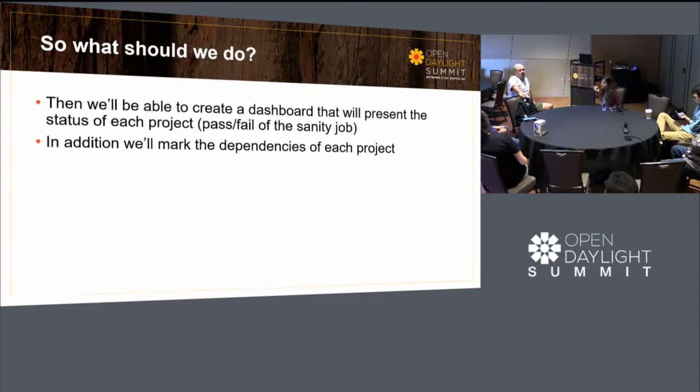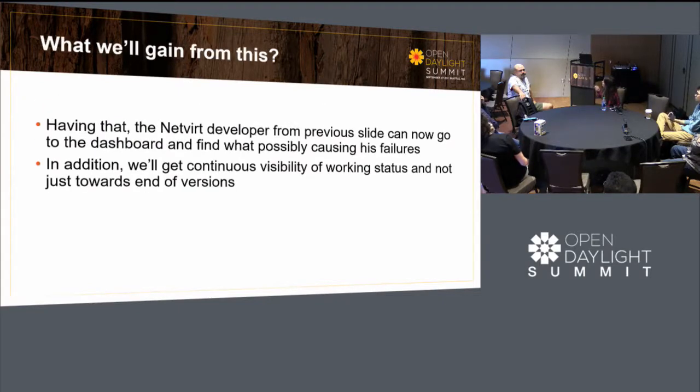Then if we can create a dashboard that has all of the OpenDaylight projects and the sanity job status, yep. And also we'll have to mark the dependencies between the projects, because if I'm a new developer in NetVirt and my project DevStack is failing, I not necessarily know which project I am dependent on. Okay, so now this is a good idea.